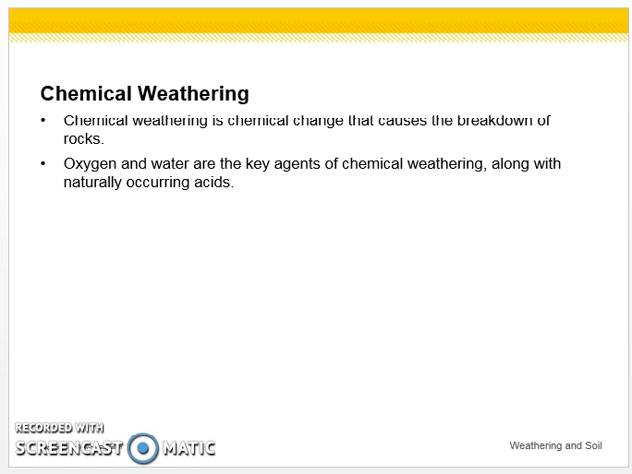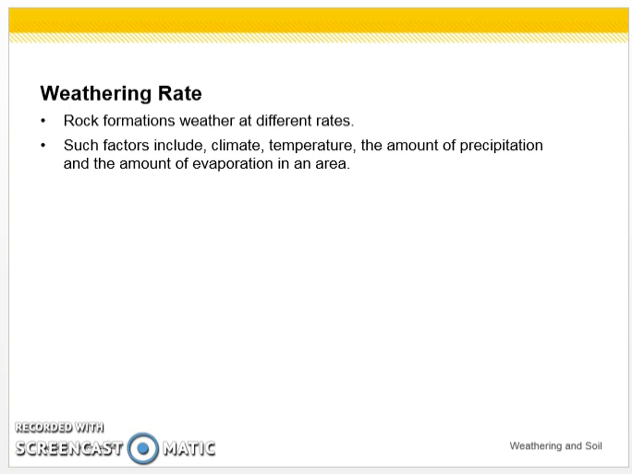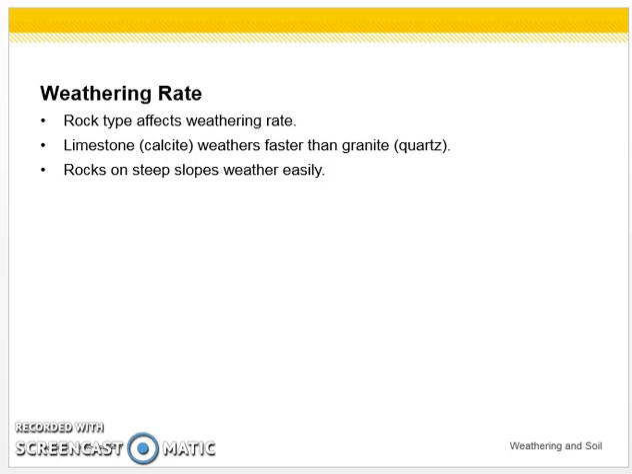So let's talk about chemical weathering, something completely different. This is a chemical change that causes the breakdown of rocks. Oxygen and water are the key agents of chemical weathering, along with naturally occurring acids. Rock formations weather at different rates. Such factors include climate, temperature, the amount of precipitation, and the amount of evaporation in an area.